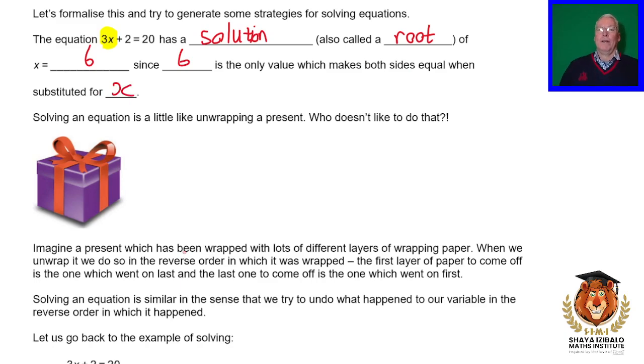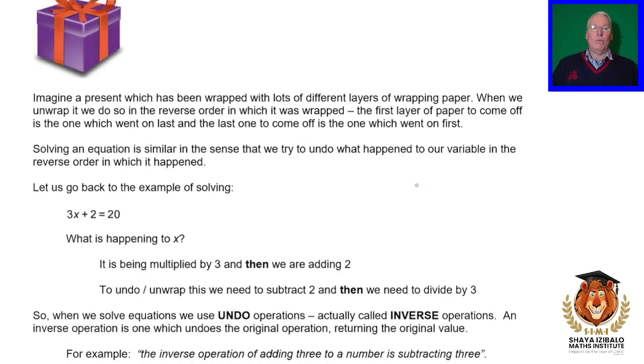Now, solving an equation is a little bit like unwrapping a present. We all love unwrapping presents. Imagine we're unwrapping a present which has been wrapped with loads of different layers of wrapping paper. Maybe the first is just newspaper, and then outside with red paper, and then outside that with green paper. So when we unwrap the present, we're going to undo it in the reverse order in which it was wrapped. The first layer of paper to come off is the one which went on last, and the last one to come off is the one which went on first.